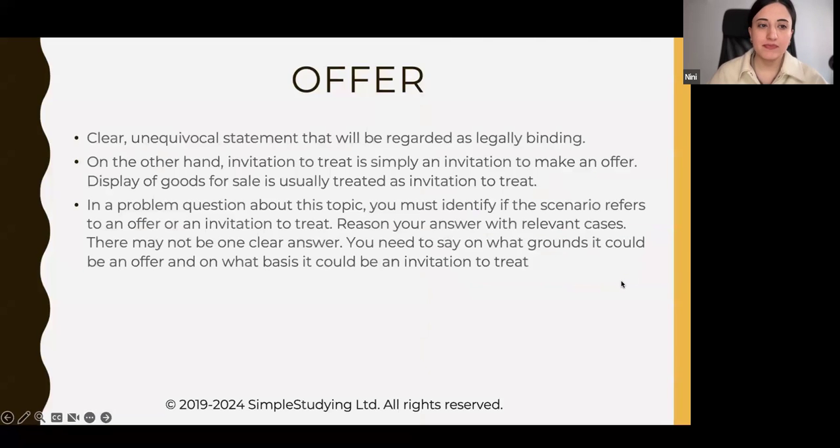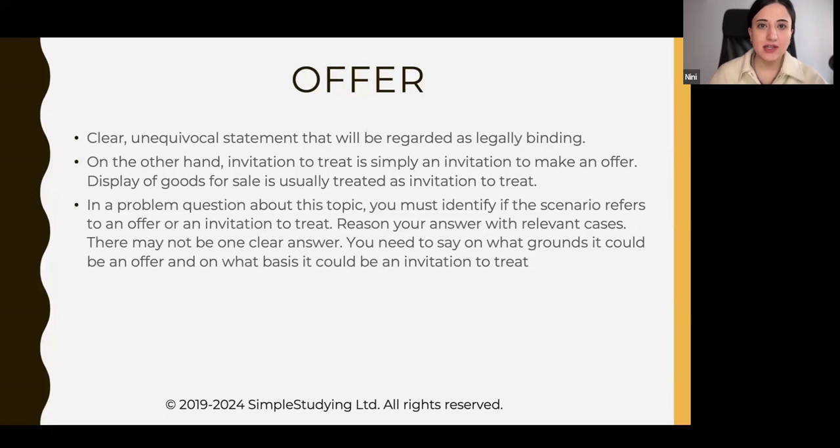What is an offer? Offer is a clear and unequivocal statement that will be regarded as legally binding. On the other hand, there is invitation to treat, which is simply an invitation to make offers. For example, when you see a display of goods in a shop or in a supermarket, that's not an offer, that's an invitation to treat.